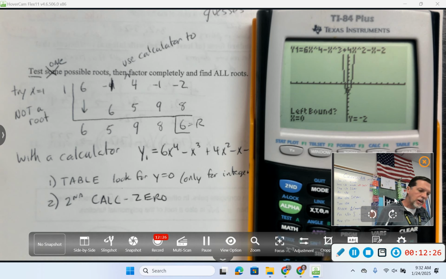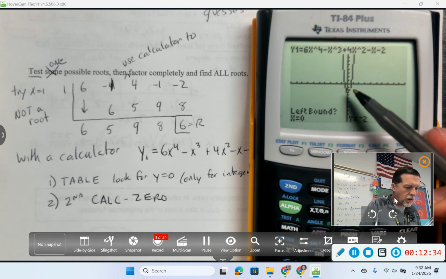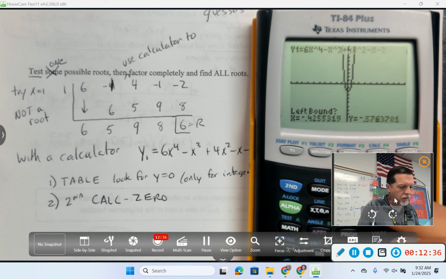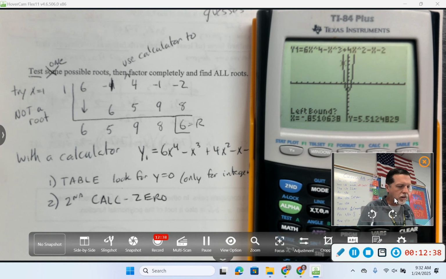Left bound. So your calculator is going to find the 0 for you, but you have to tell it where to look. So left bound means get to the left of the 0. Let's find the 0 on the left first. So get to the left of the 0, anywhere to the left of the 0, and press enter. Find it, Micah.